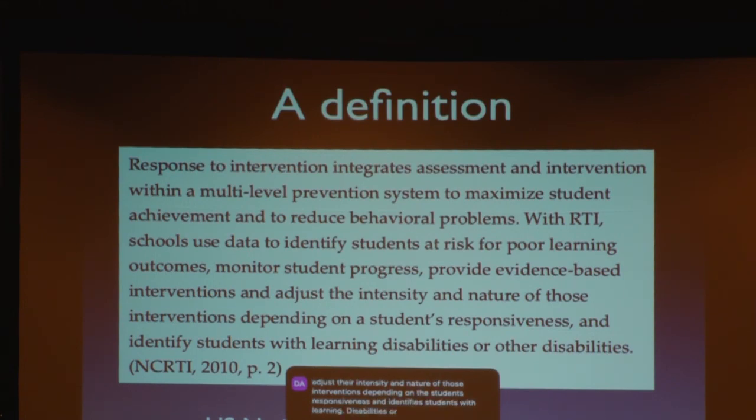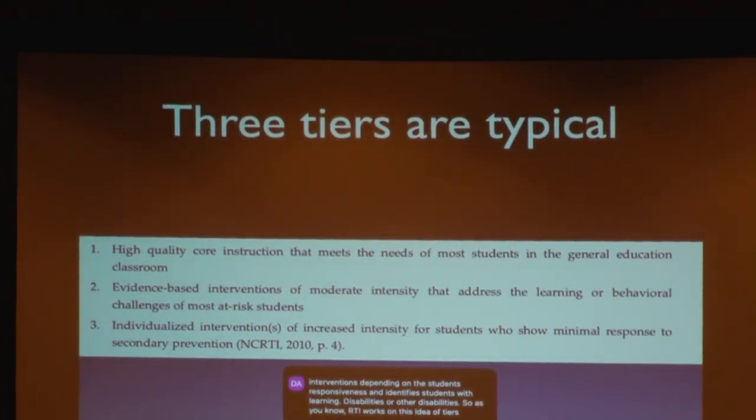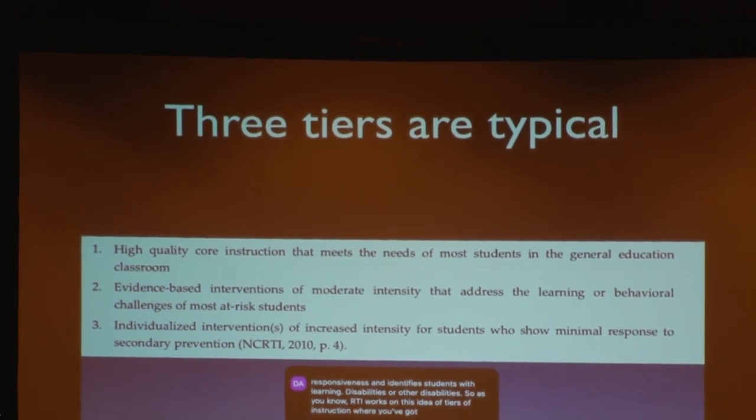or other disabilities. So, as you know, RTI works on this idea of tiers of instruction, where at the lowest tier, tier 1, you've got the high quality core instruction that meets most students, and then those students are pulled out depending on their progress and assigned to tier 2, or if even tier 2 fails, they're assigned to tier 3, but they can, of course, jump between these levels either up or down.